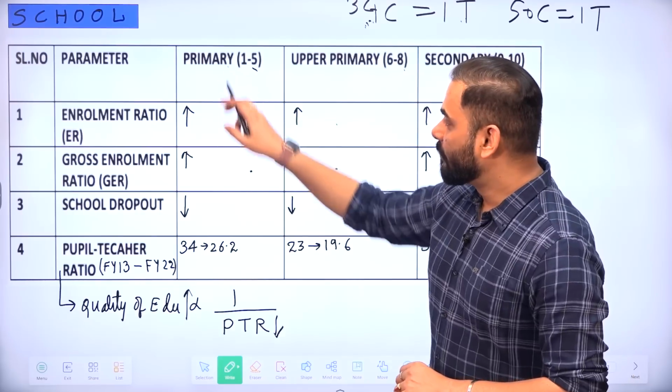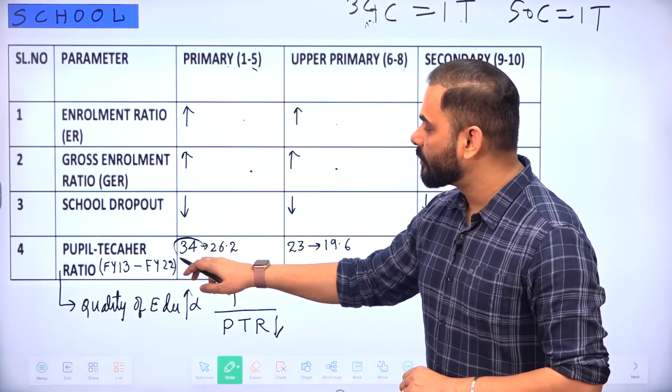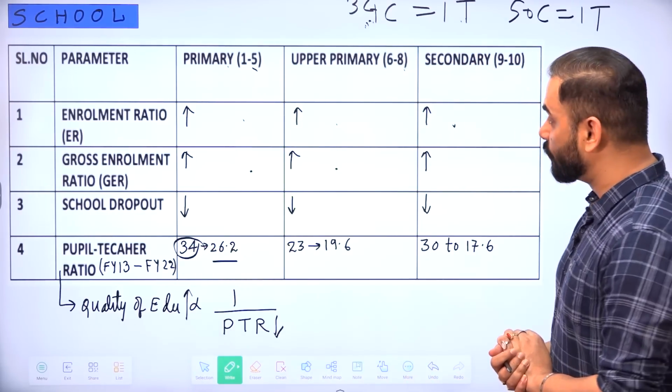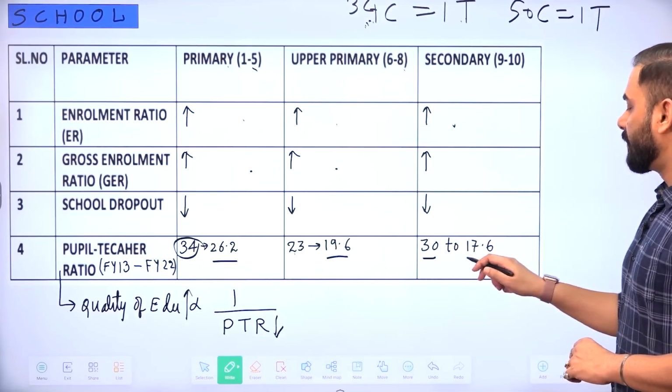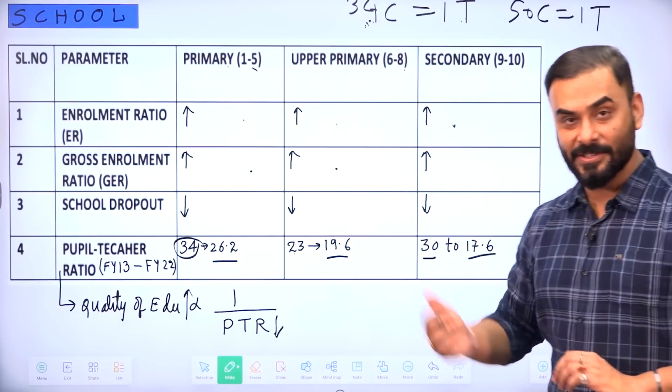So see, for primary level, earlier the pupil to teacher ratio was 34, now it's 26.2. For upper primary from 23 it has become 19.6, for secondary 30 to 17.6, which means it is improving.